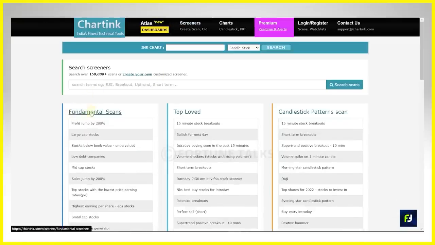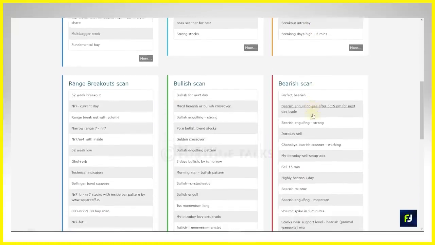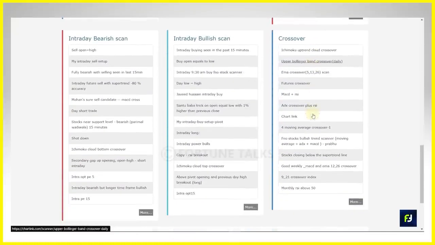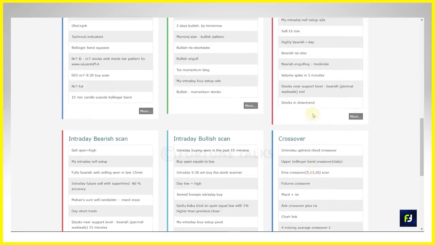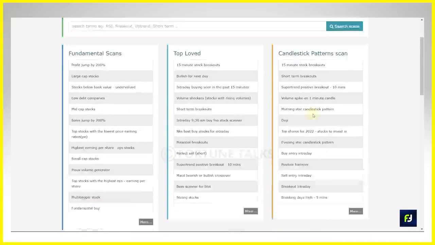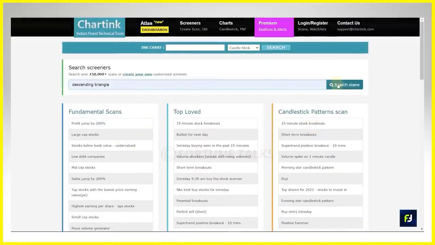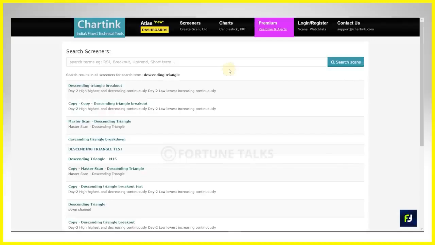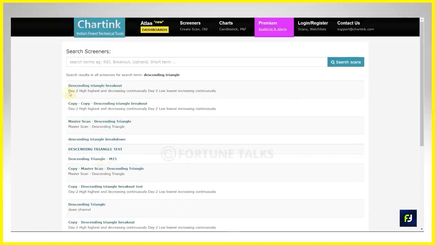Now a lot of scans show up, from fundamental scans to technical scans to candlestick pattern scans, but the one we are looking for are chart pattern scans. But we won't find any in this section. So what you can do is search for the required scan. Let's say I want to scan for a descending triangle pattern. Just type it and hit search. A large number of scans show up. Now which one to select? Usually the ones shown at the start of the results are the most loved scans. So always try to stick with the first top 10 scans.